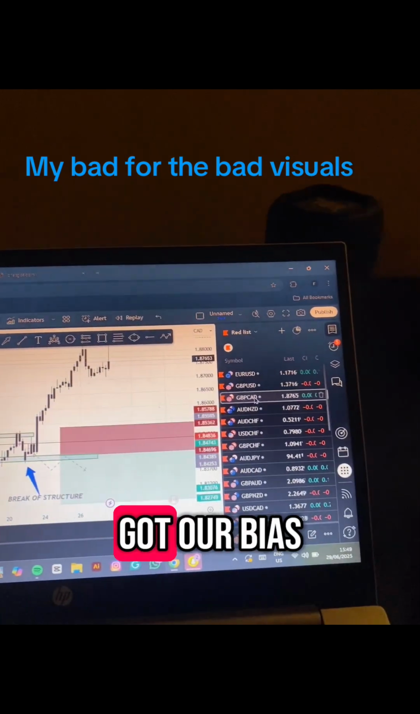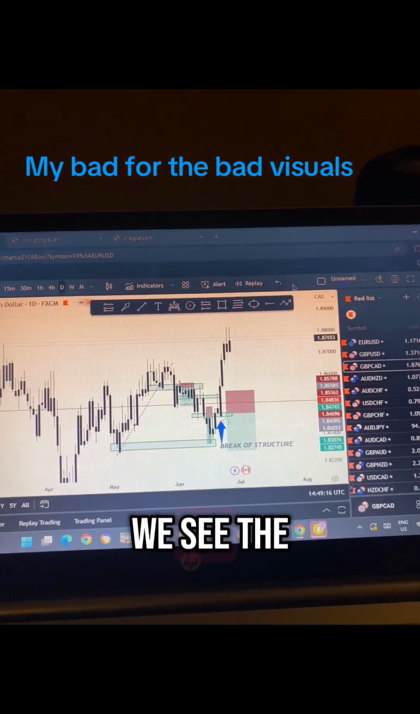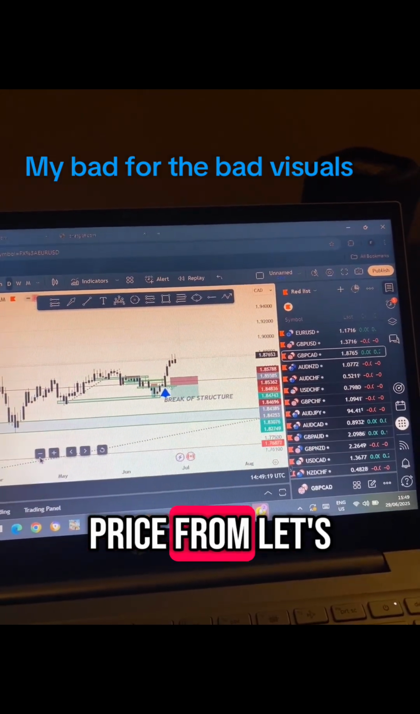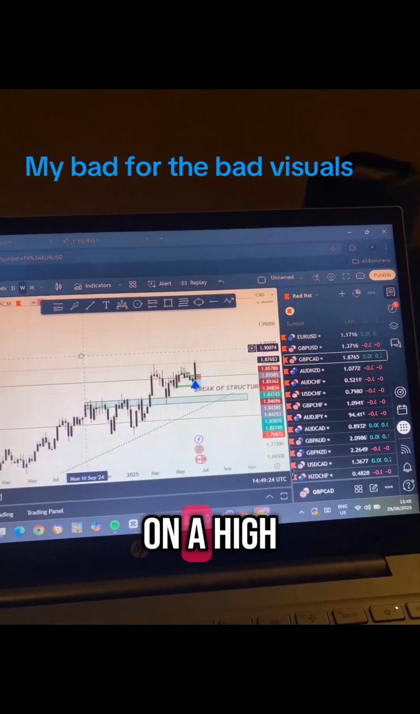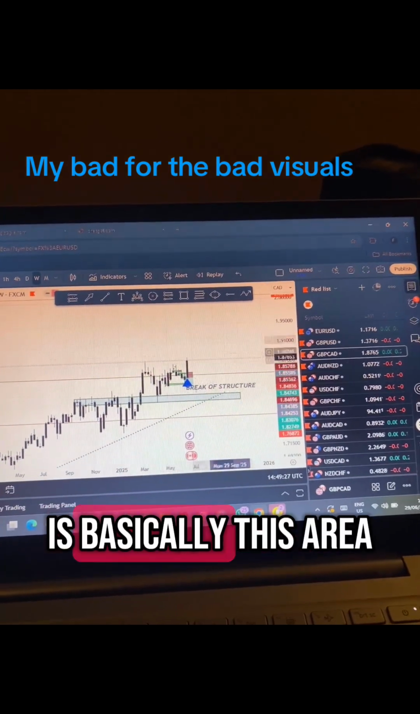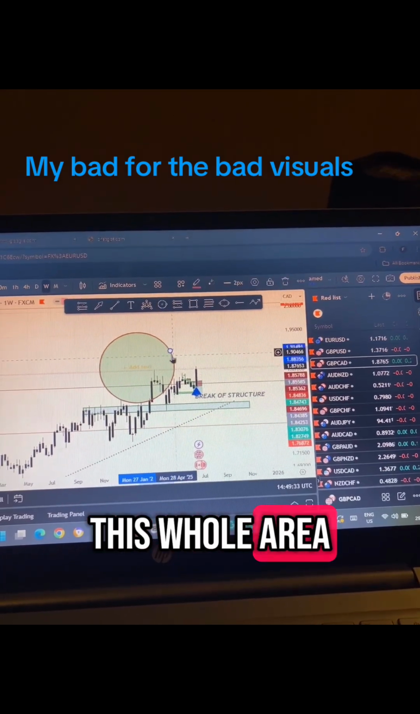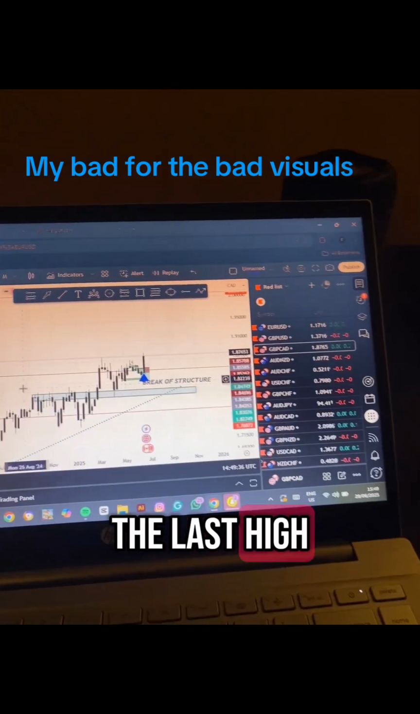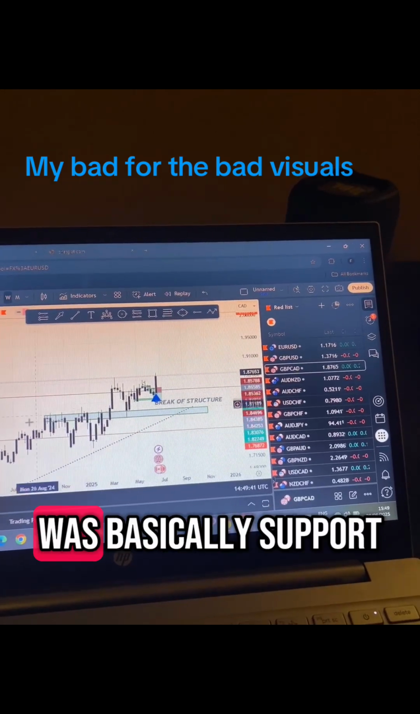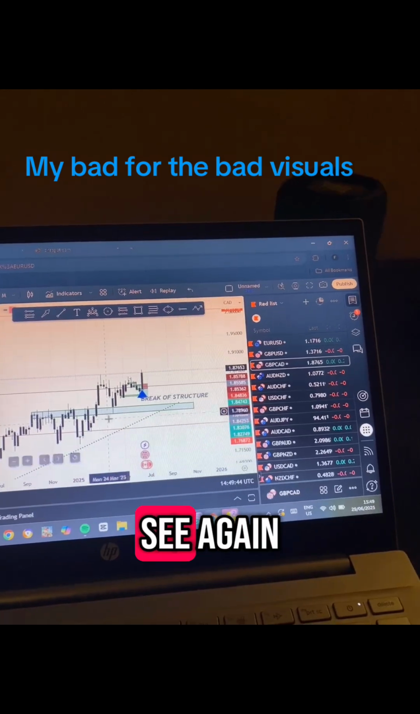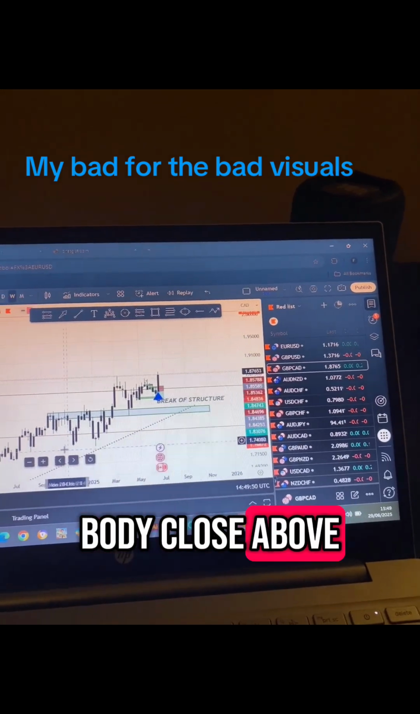Then on GBP/USD, we got our bias completely wrong. Let's start from the weekly time frame. From the weekly, we notice that price is still on a high uptrend. This whole area was the last high. Inside the last high, we saw a slight retracement around this area. So this area was basically support and resistance again. You can clearly see again, this is still an uptrend because price hasn't body closed below this.